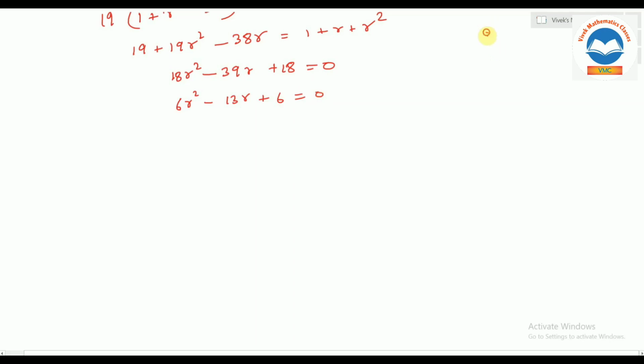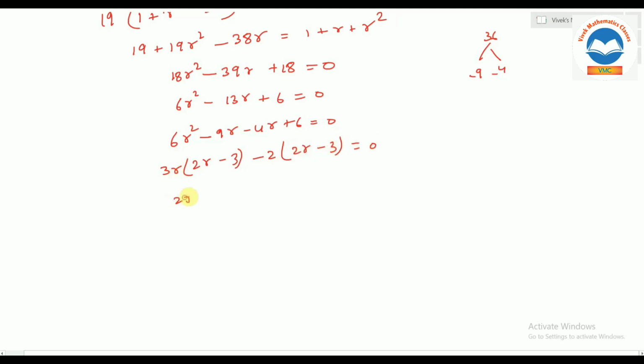6 into 6, 36. This 36 you have to split in 2 parts. Sum should be 13. Yes, 9 and 4. So minus 9 minus 4 will be minus 13. So we can write this as 6r square minus 9r minus 4r plus 6 will be 0. What can we take common here? 3r we can take common: 2r minus 3. Then here we can take minus 2 common: 2r minus 3 will be 0. So first factor we get 2r minus 3, other factor we get 3r minus 2 will be 0.